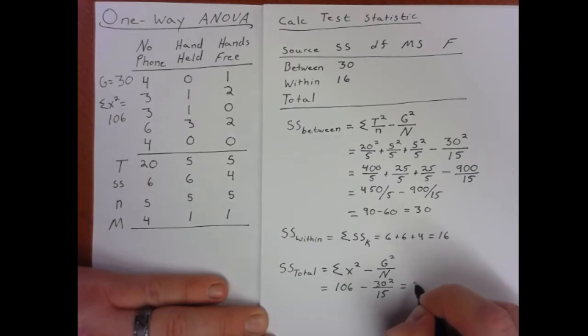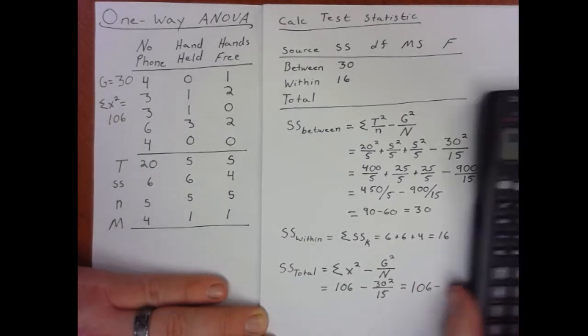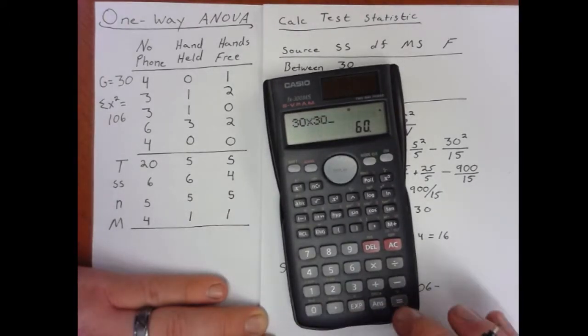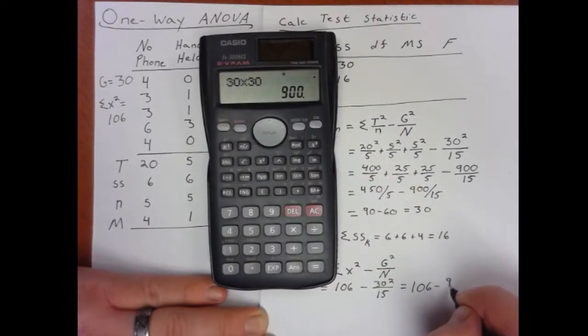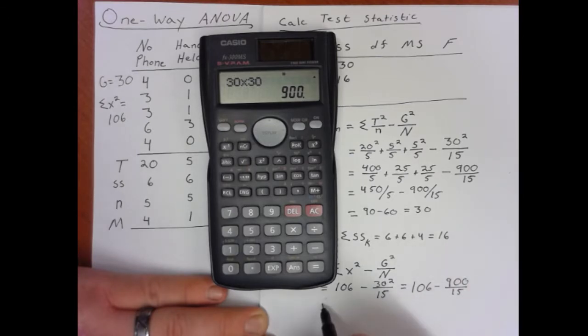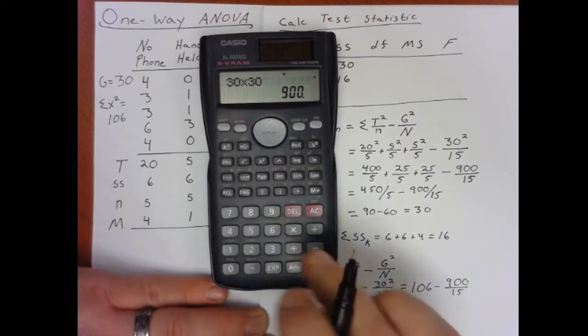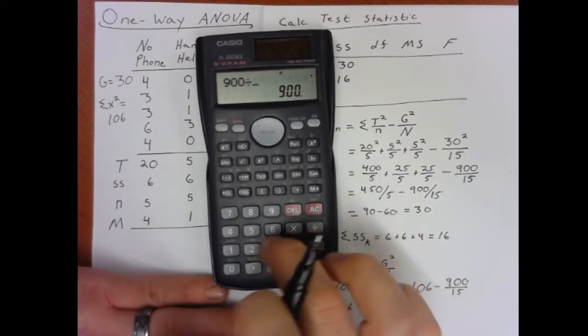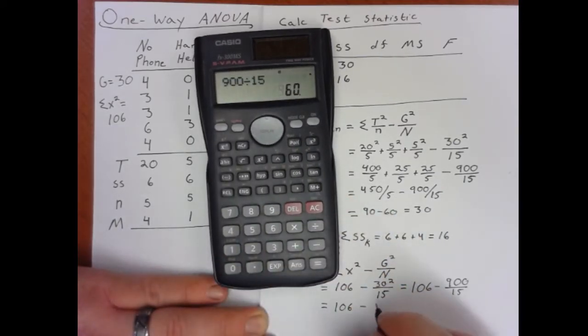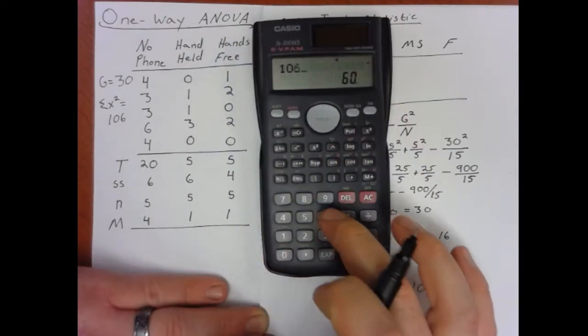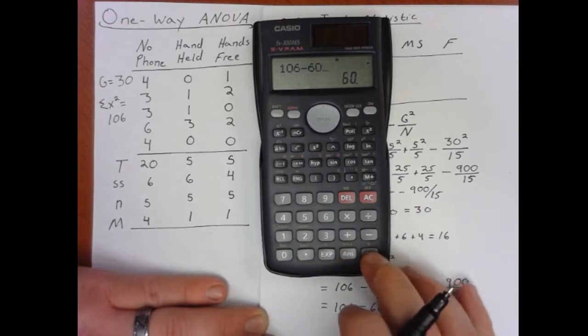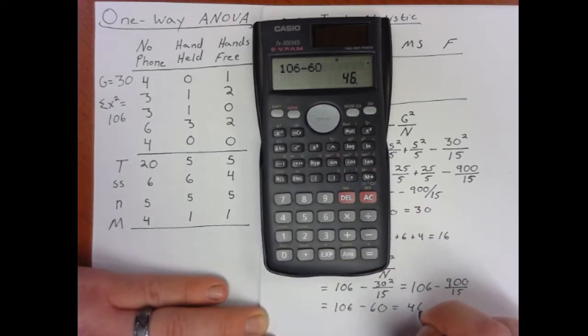So 106 minus 30 squared, 900, divided by 15. 106 minus 900 divided by 15 gets us 60. 106 minus 60 gets us 46.